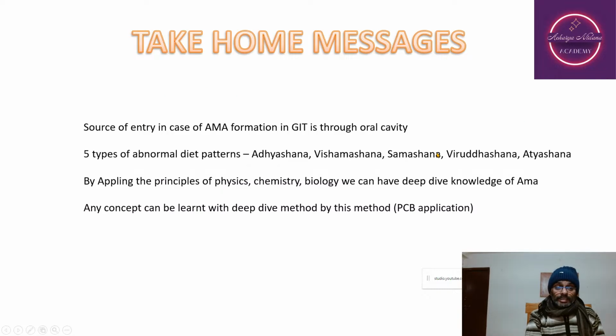And the take home messages from today's discussion: the source of entry in case of ama formation in the GIT is most commonly, almost 90 to 99 percent, through the oral cavity because of abnormal diet pattern. The abnormal diet patterns observed in the human body include adhyasana, wherein the person consumes food before digestion of the previously ingested meal.